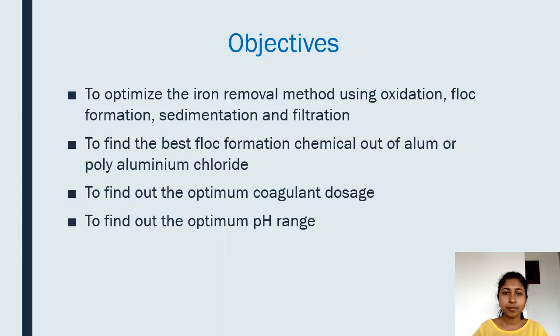The objectives of this research are to optimize the iron removal method using oxidation, flock formation and filtration, to find out the best flock forming chemical out of alum and polyaluminium chloride, to find out the optimum coagulant dosage, and to find out the optimum pH range.